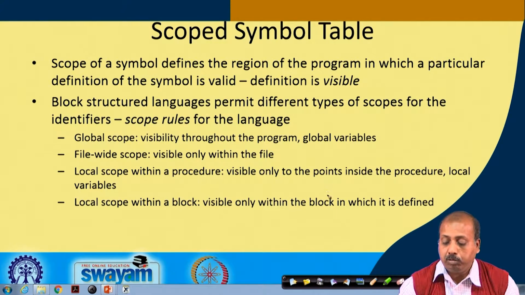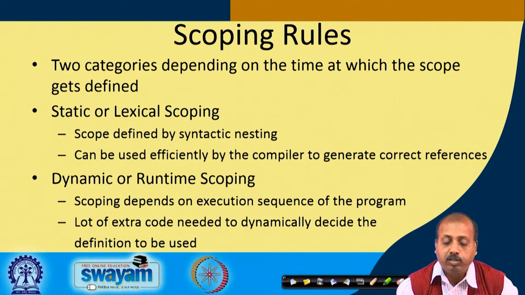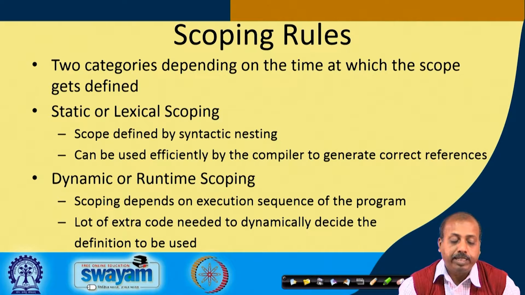We will be looking into these scope rules and how they are going to affect code generation for different programming languages. There are two categories of scoping rules, based on the time at which the scope gets defined. One is called static or lexical scoping, another is called dynamic or runtime scoping. In static or lexical scoping, scope is defined by syntactic nesting.